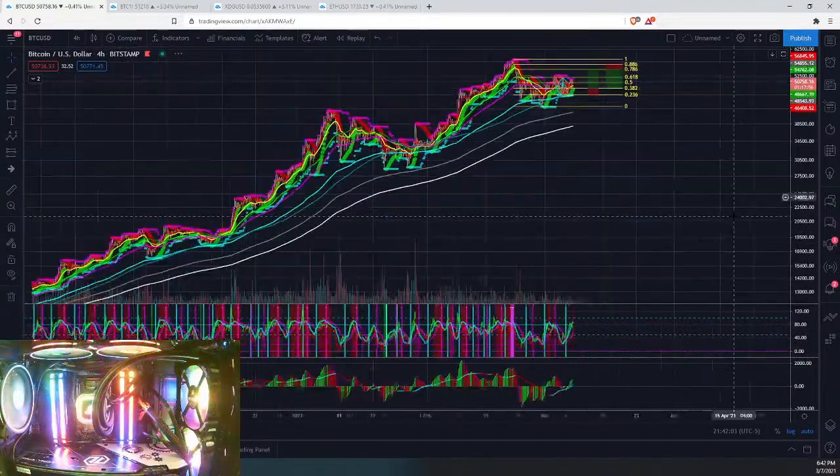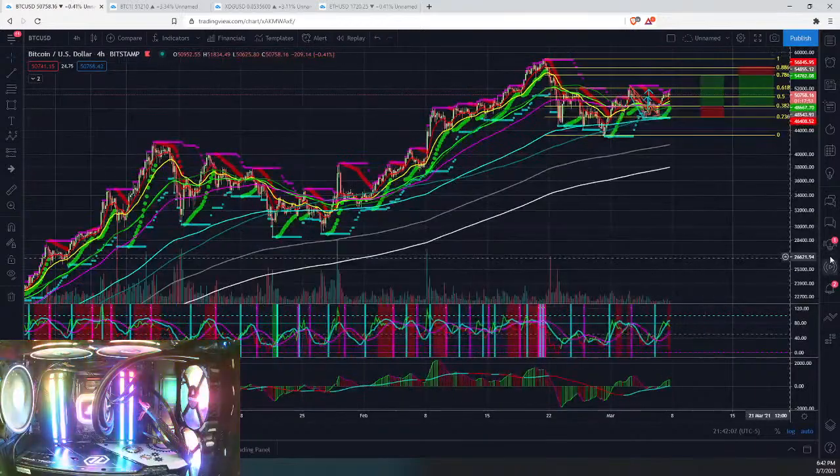So let's look now at the moving averages on this 4 hour, and then we're going to keep running down some of our other assets.